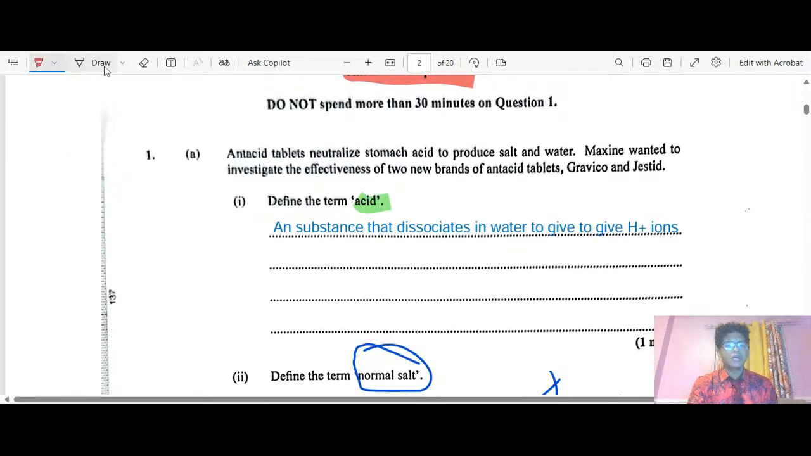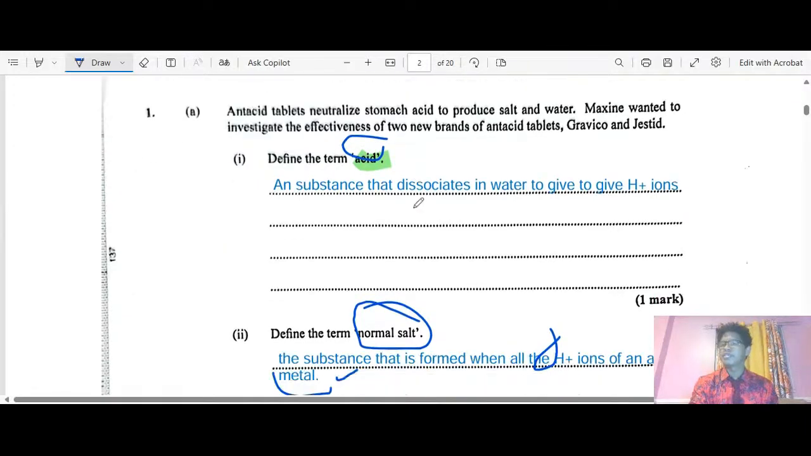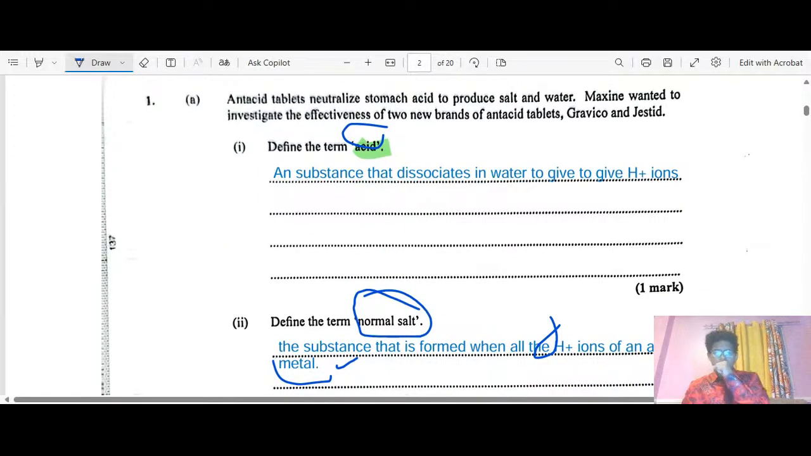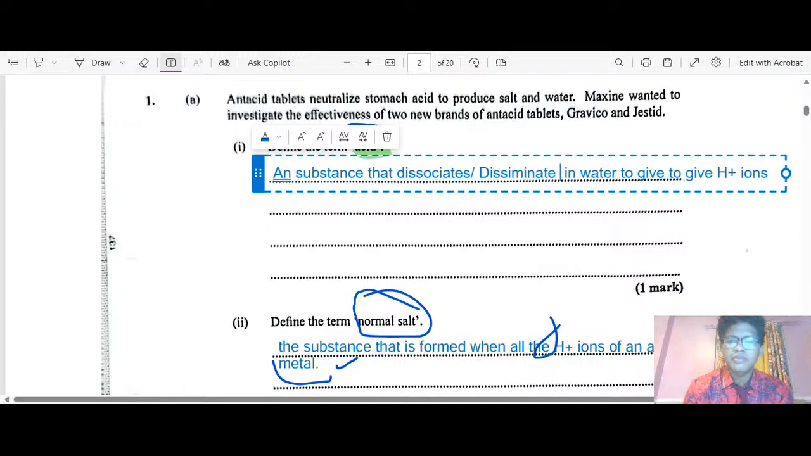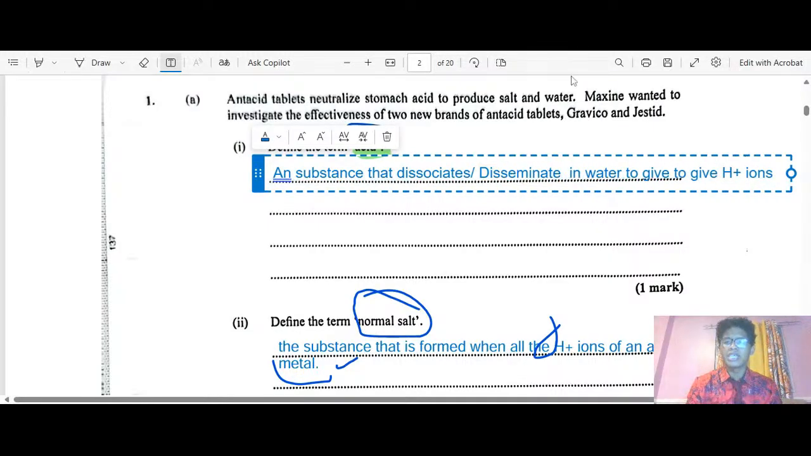So let's look at the term acid. I did make a video on this, but I'm just going through it again. An acid is a substance which dissociates in water. We could also use the term disseminate; dissociate and disseminate are basically the same thing. It dissociates in water to give H plus ions, or hydrogen ions.